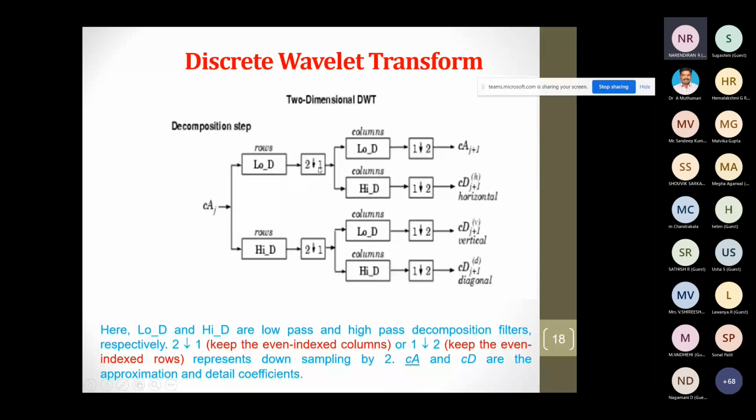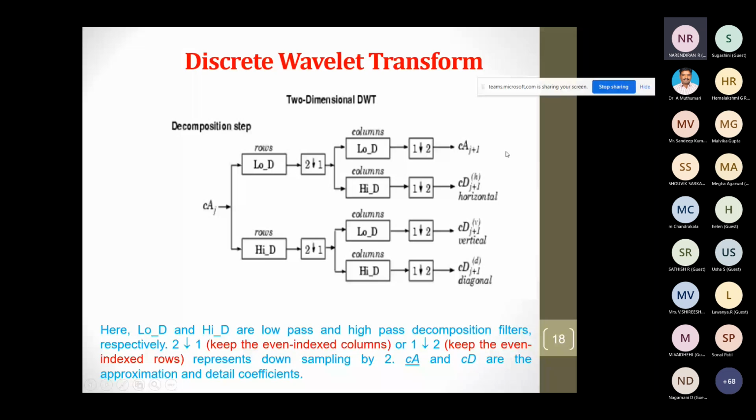After applying the low pass filter and high pass filter, you will get 2 components. Then we again apply the low pass filter and high pass filter on the outputs. Now you apply the down sampling again. This down sampling will keep only the even indexed rows, meaning the 0th row, second row, fourth row, sixth row, eighth row. So the output of the low pass filter and low pass filter is called approximation.